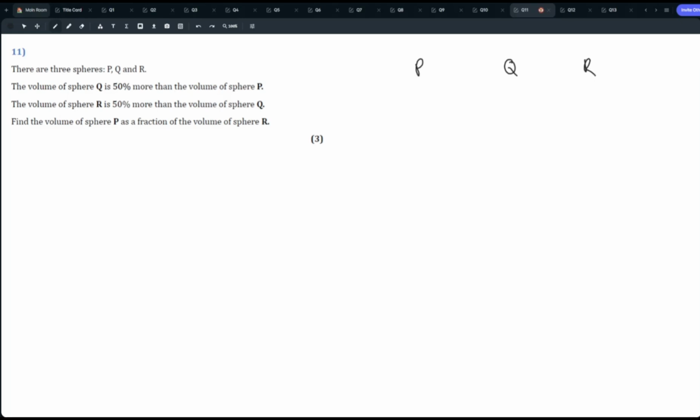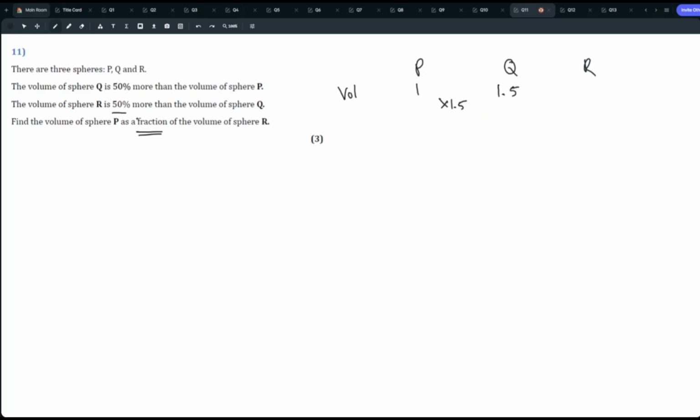Now we don't know the actual numerical value of the volume for any of them. What we can say though is, let's start with P because everything is bouncing off P, because the first line says Q is 50% more than P. Now again, it's dealing with proportions, so it doesn't matter what the actual numerical value is. The fraction will be the same throughout. I'm going to say this is just worth 1. It could be anything. Now 50% more than 1, well, we would just times that by 1.5. 1 times 1.5 is just 1.5.